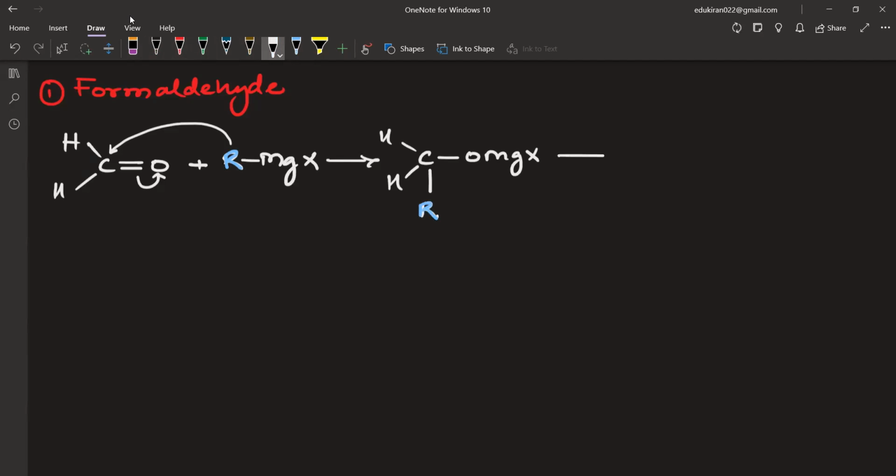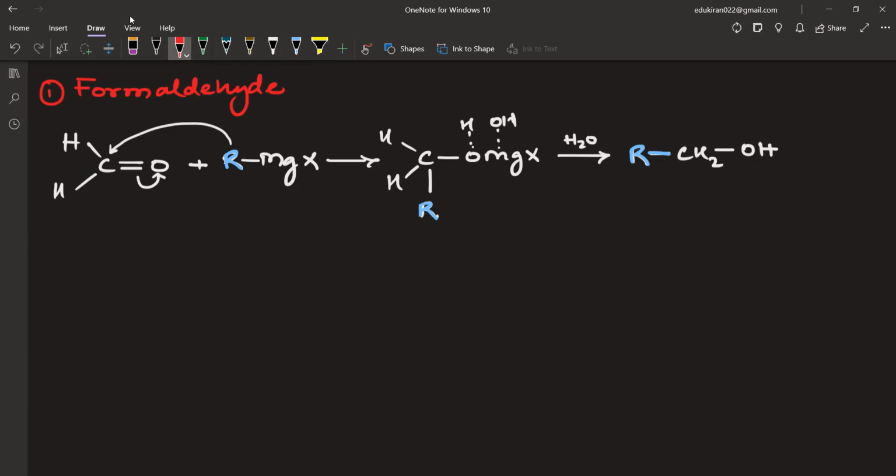Then on further hydrolysis, I'm going to form, we are having R, then we have CH2, and then we have OH. Okay, as you know that hydrogen will come here, and then OH will attach on this magnesium here. So we have R CH2OH. Okay, R CH2OH, and this R is again coming from where? It is coming from the Grignard reagent.